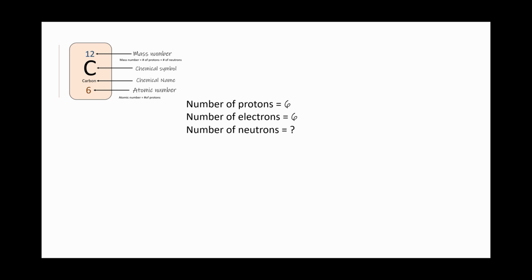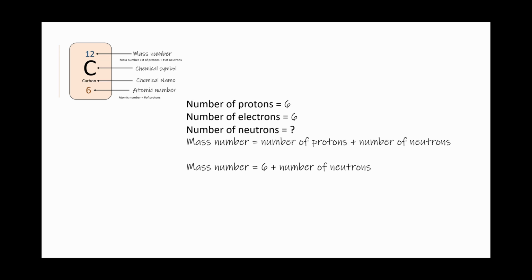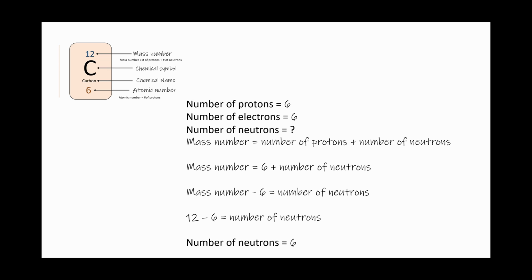Now neutrons can be a bit tricky, it's just a little bit more math, right? So we know what the mass number is, and we know that the mass number is equal to the number of protons plus the number of neutrons. We know that our mass number is 12 from the periodic table. We know that our number of protons is 6 also from the periodic table. So we just do a little bit of math, and we find out that the number of neutrons is also equal to 6. That was great, right?